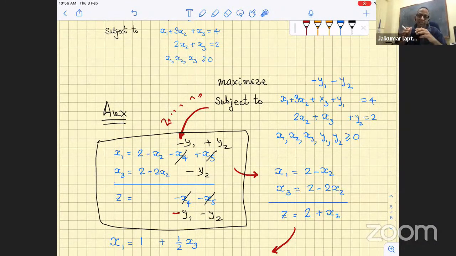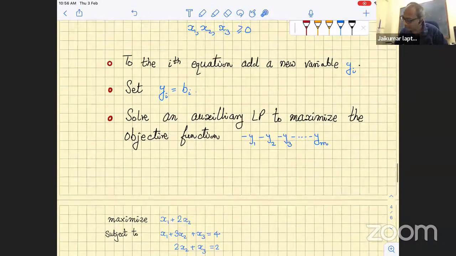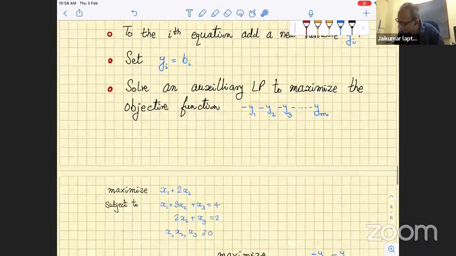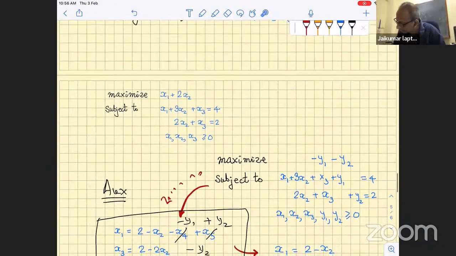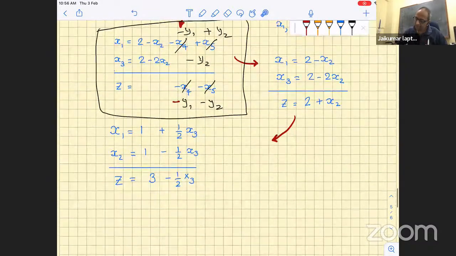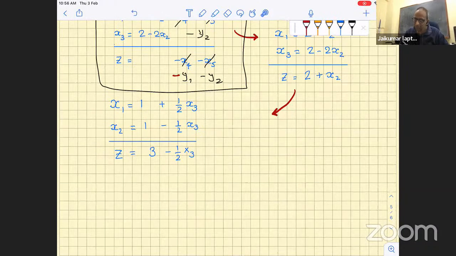If it stays negative, that means there is always some need for this slack here, which means that the original LP did not have a feasible solution. Okay. So this is all I want to say for today.